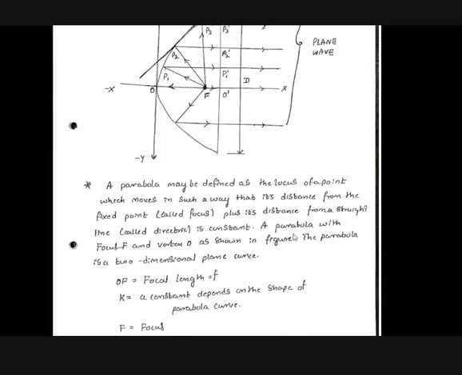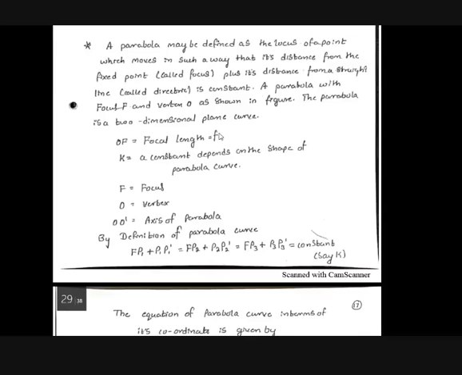FP1 plus P1P1 dash is equal to FP2 plus P2P2 dash, equal to FP3 plus P3P3 dash, is equal to a constant. That is what is written according to the definition. Now, how exactly could the equation of the parabola be written in terms of its coordinates? In terms of coordinates, y square is equal to 4fx.